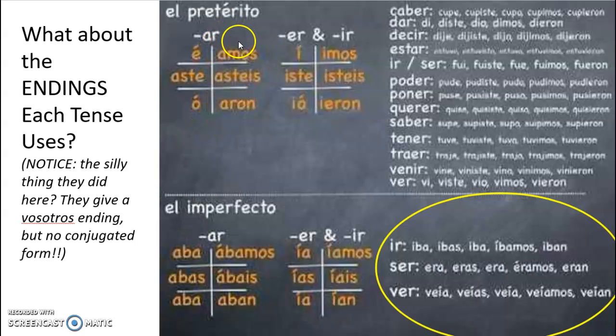Or amos, that actually can look just like the present tense. So it's a little tricky on these. Also, accents in the first and third singulars.